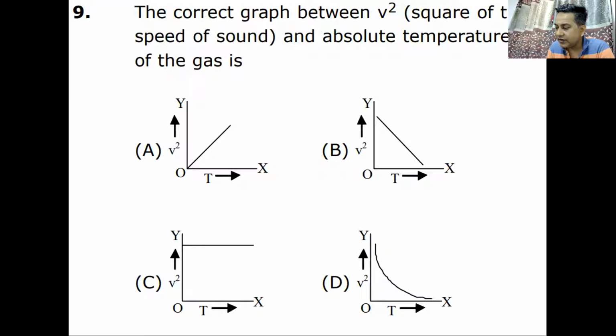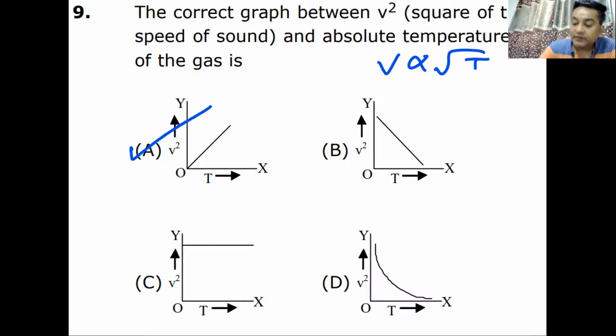Which is the correct graph of V square with T? What happens with temperature, bacha? V is proportional to root of T. Do you remember this? Yes or no? So V square will be proportional to T. With temperature, V square will increase. It will be a straight line and the answer would be A. Do we understand this? Can I have some raise hand that we understand this? That is great. We are doing absolutely fabulously in this section and I'm very happy.